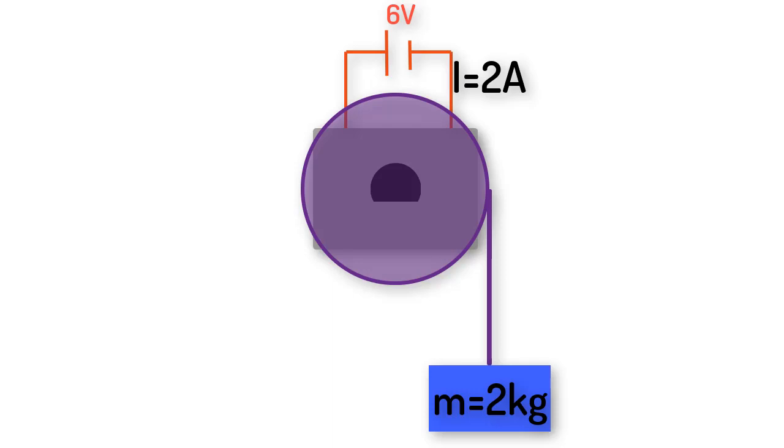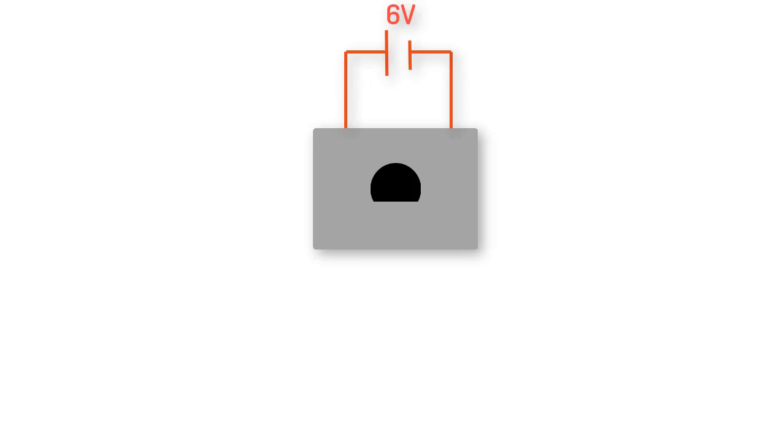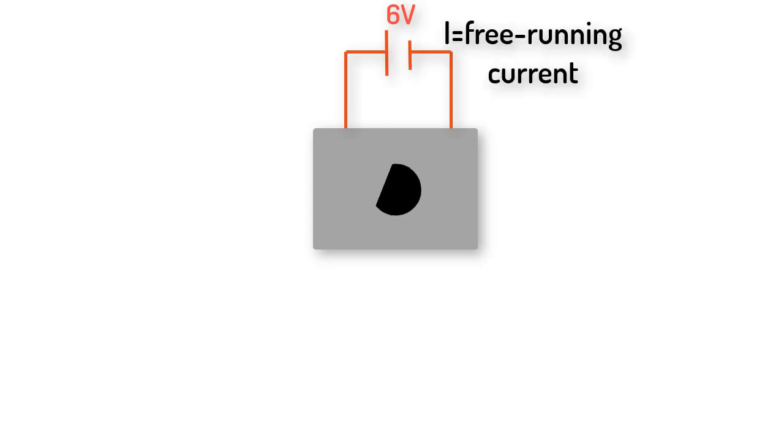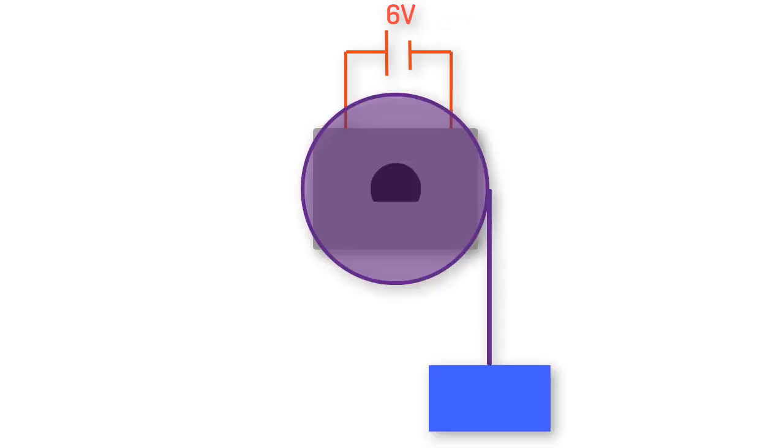Now, note that even when I attach no mass at all here, the motor still has to pull some current in order to spin. That's because there is some internal friction in the motor that needs to be constantly overcome with a little bit of torque in order to keep the motor spinning at a constant velocity. This amount of current that is needed to keep the motor spinning, even when there's nothing at all attached to the shaft, is called the free running current.